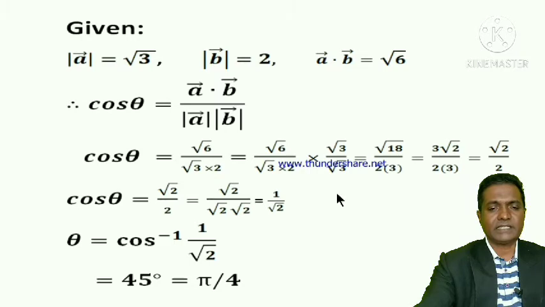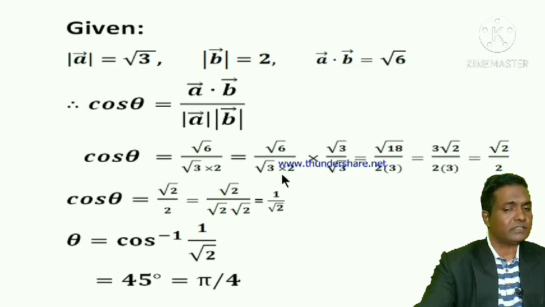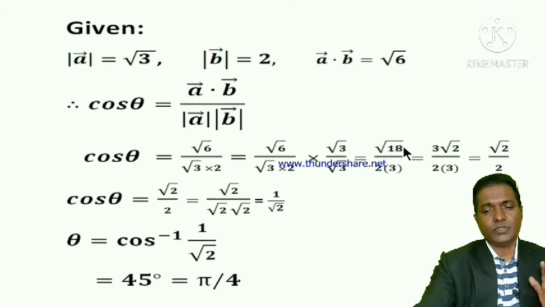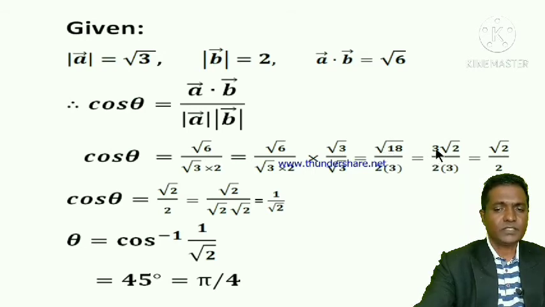First I rationalize this denominator, meaning multiply and divide by root 3. So root 6 into root 3 is going to be root 18, and root 3 into root 3 is 3. So you can write 2 into 3. Now root 18 can be written as, root 18 means what? It's 9 into 2. So square root of 9 is 3. So you can write it as 3 root 2, and the denominator as it is, 2 into 3. So 3 gets cancelled. You will be left with root 2 by 2. So cos theta is root 2 by 2.